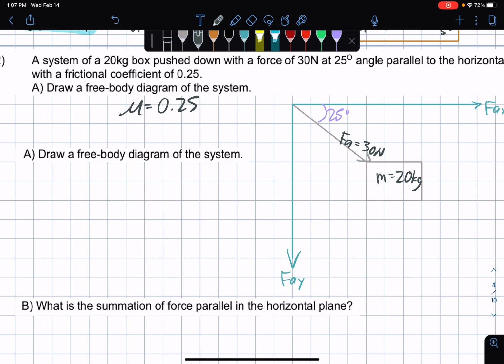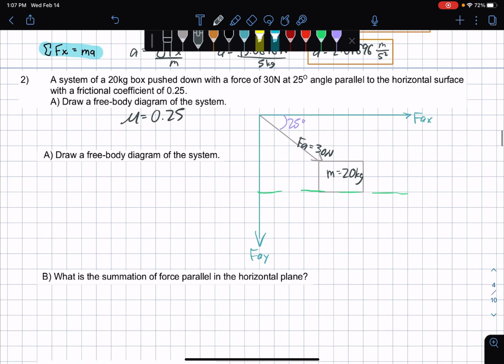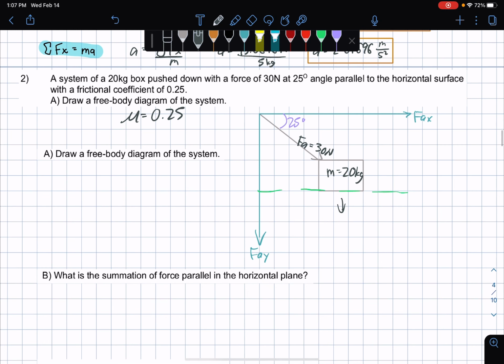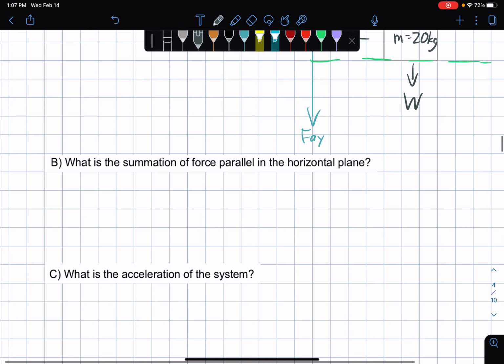Okay, so we do have a surface which is there, and I think that's it. Well, put the weight, the friction, and the normal force. Okay, so far so good. So what is the summation of force parallel in the horizontal plane? Summation of force parallel horizontal, that is for x. So summation of Fx is equal to FA minus friction.